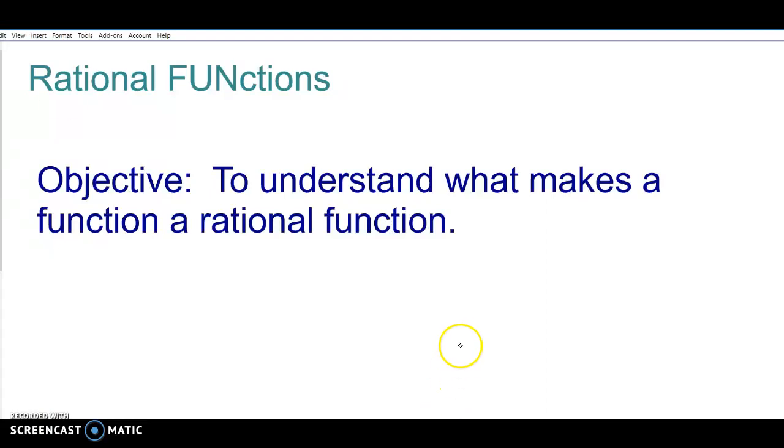All right, today we're going to talk about rational functions. Emphasis on the F-U-N.